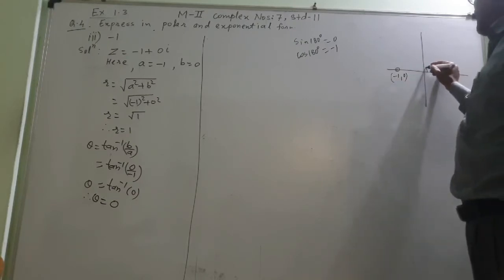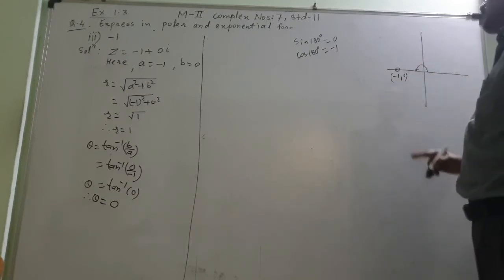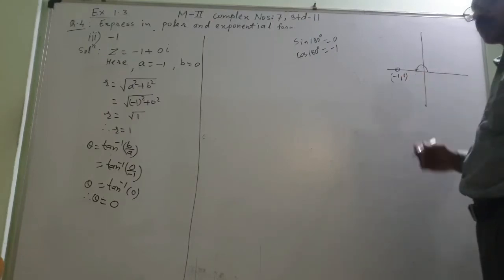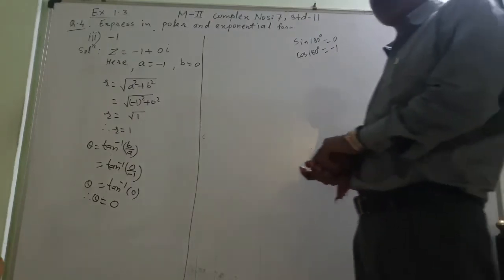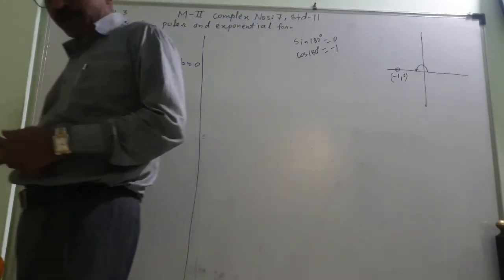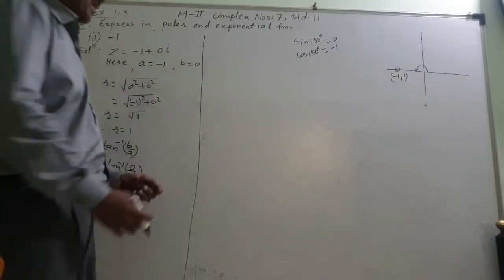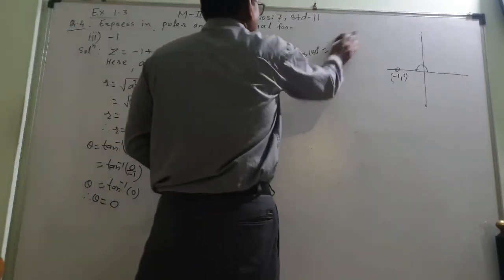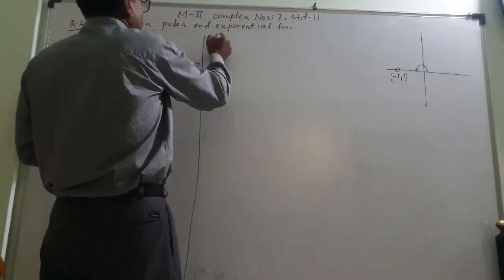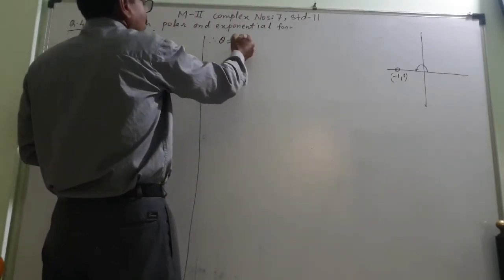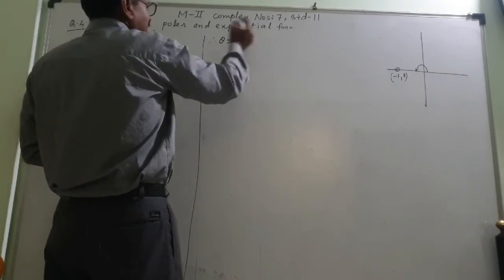So what is this angle from here? I have to measure the angle. How much will it be? It will be 180 degree. Always it will be 180 degree, and then only you can think of it. Otherwise it is not possible. So it is pi. Therefore, theta is equal to pi radians.